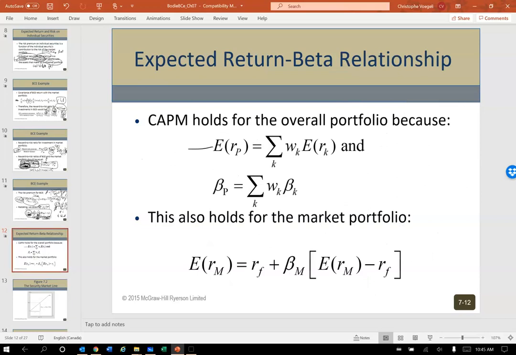Weighted averages, very easy for a portfolio. And thankfully, betas of a portfolio, there's no fancy math. They're just weighted averages. And again, I did this in detail in my warm-up slides, but the expected return of the market, I believe the slides might come later, but I talked about how the beta of the market is equal to 1. Beta of the market is 1. And I showed the proof in my warm-up slides.